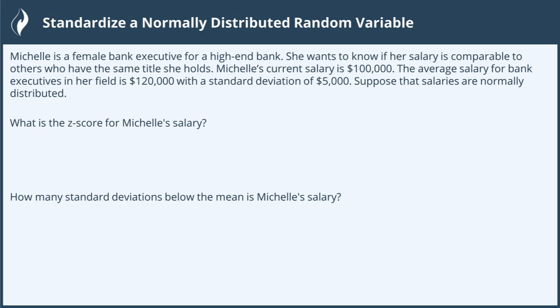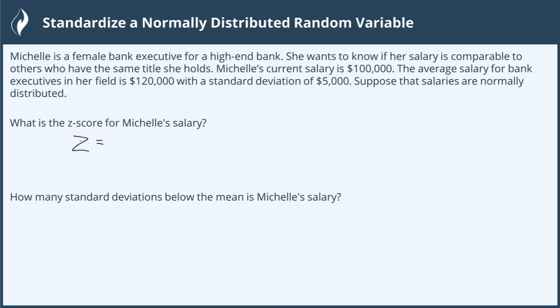Michelle is a female bank executive, and she's interested in comparing her salary to others who have the same title. She currently makes $100,000 and knows that the average is $120,000 with a standard deviation of $5,000. We do know that salaries are normally distributed, which means we can use the formula for a z-score.